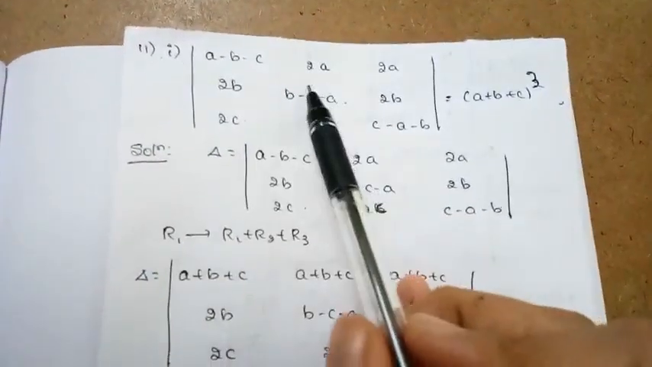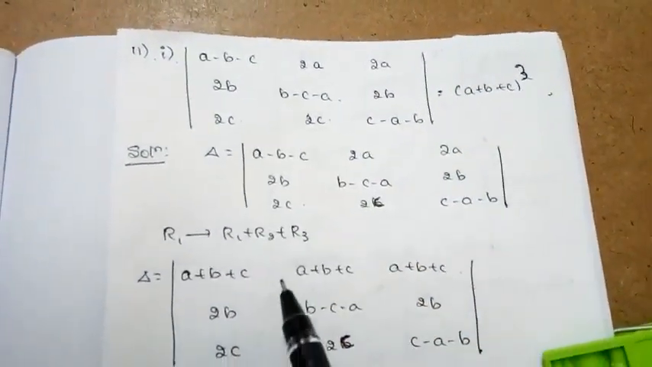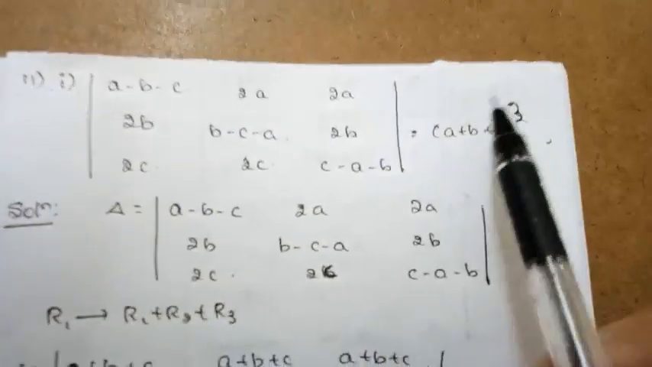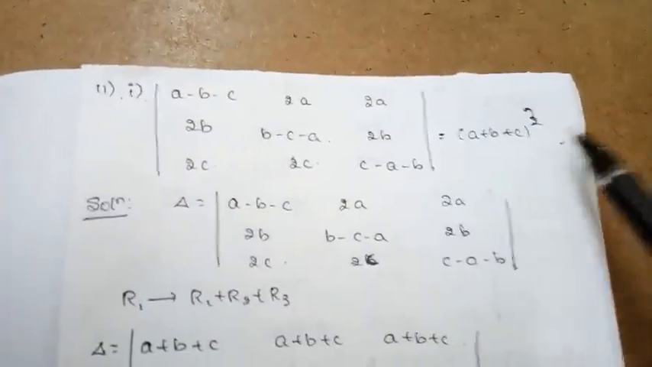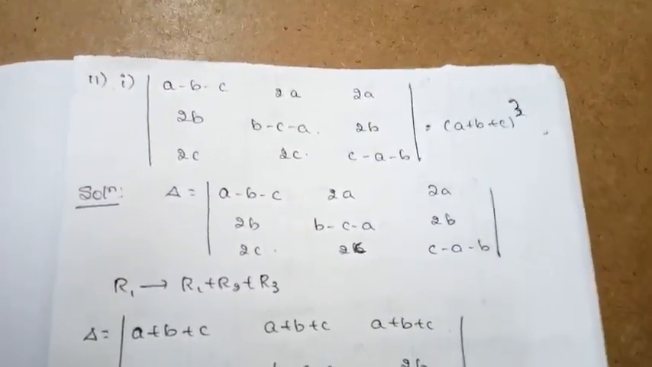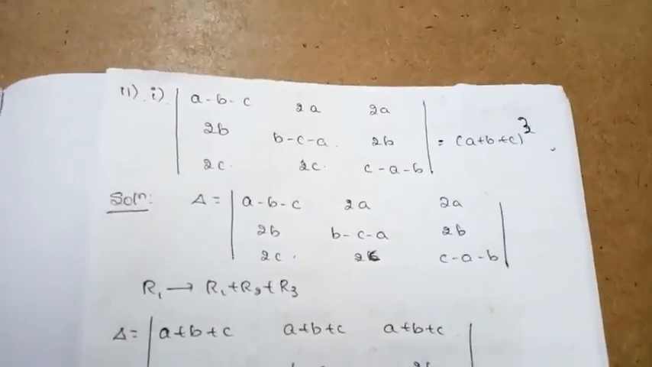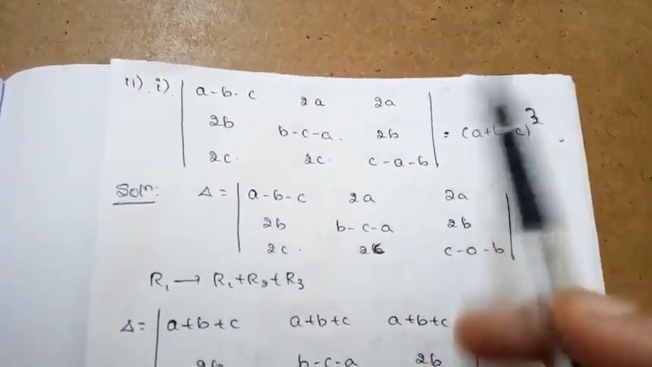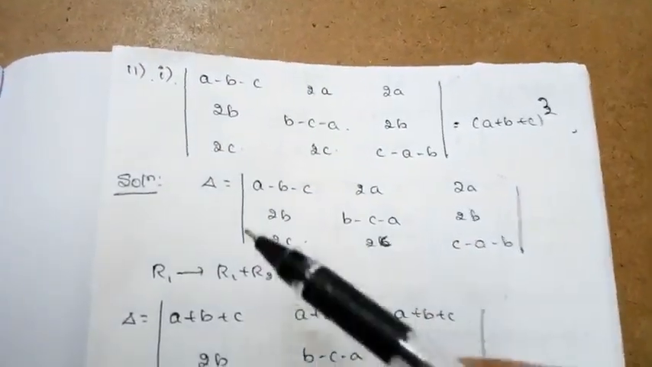I'll call our LHS as equal to delta. Before applying any row operation, first look here: we need a plus b plus c whole cube, so a plus b plus c is one of the factors. By looking at this, whether it is possible to go with the row or with the column.